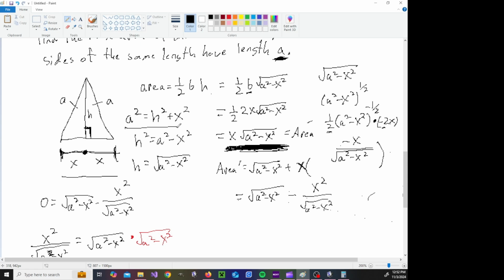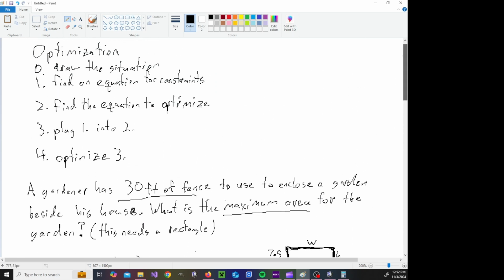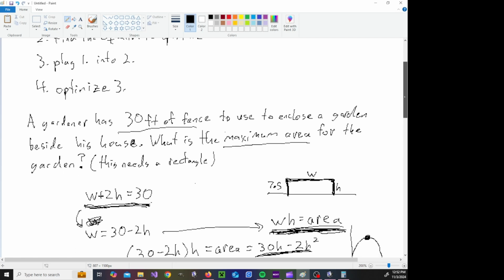So very good. This is this whole back and forth with optimization problems. You draw a picture, try and think of writing the scenario into something that we can optimize, get our constraints, use those constraints to get our optimization into a single variable, and then do the whole critical numbers thing from there. Okay, so very good.